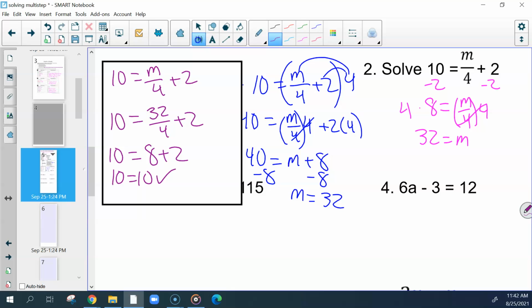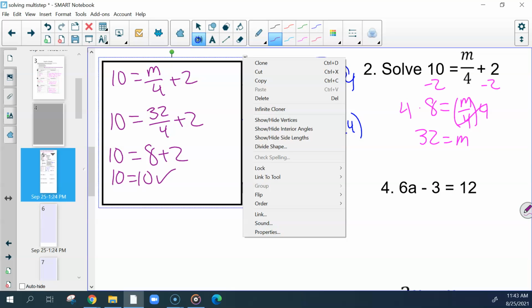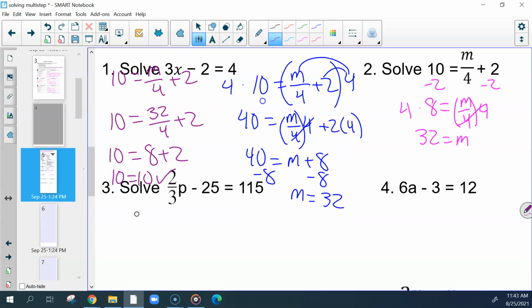So even though that's an extra step, I would recommend doing that every time. Questions on that one? I think 3 was the next one I wanted to do. I'm gonna erase this check, that way we can see 3.